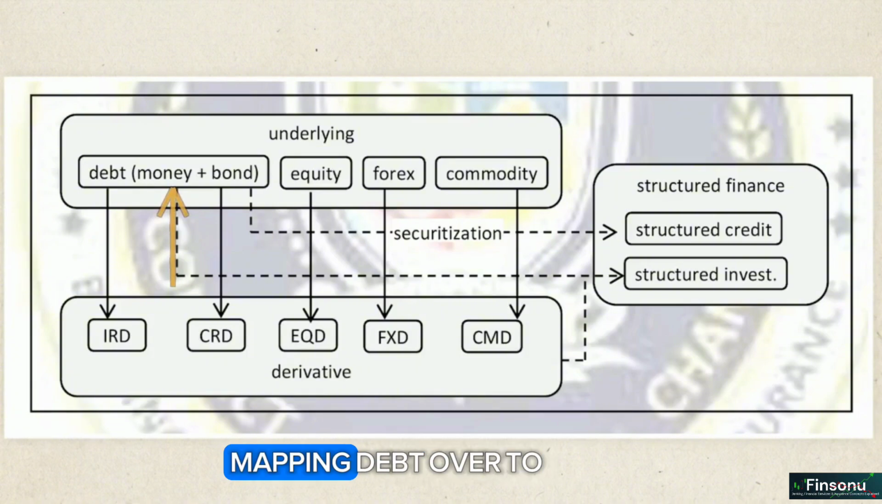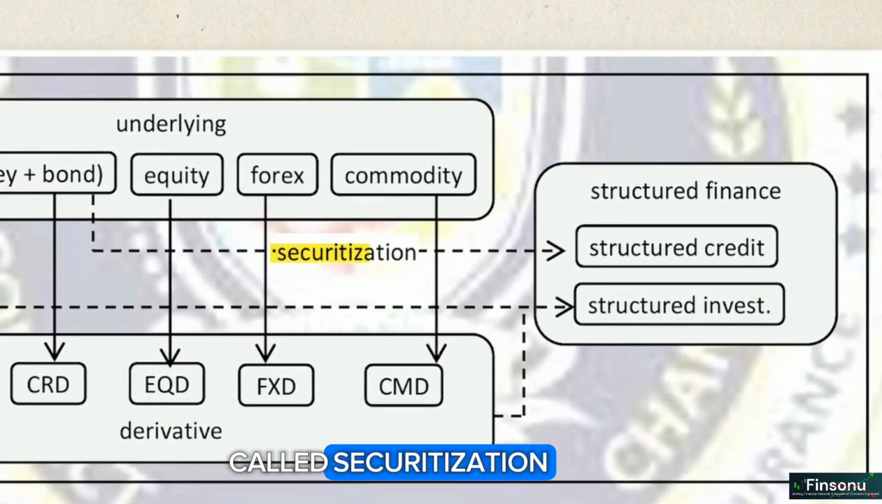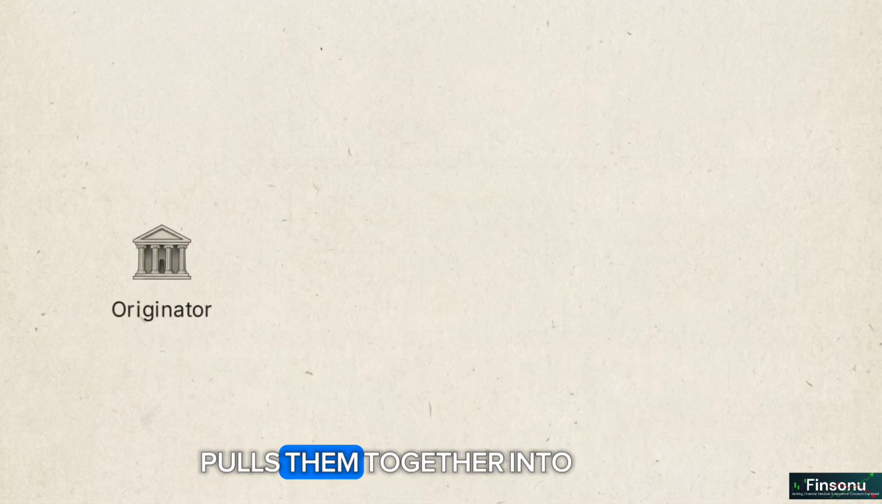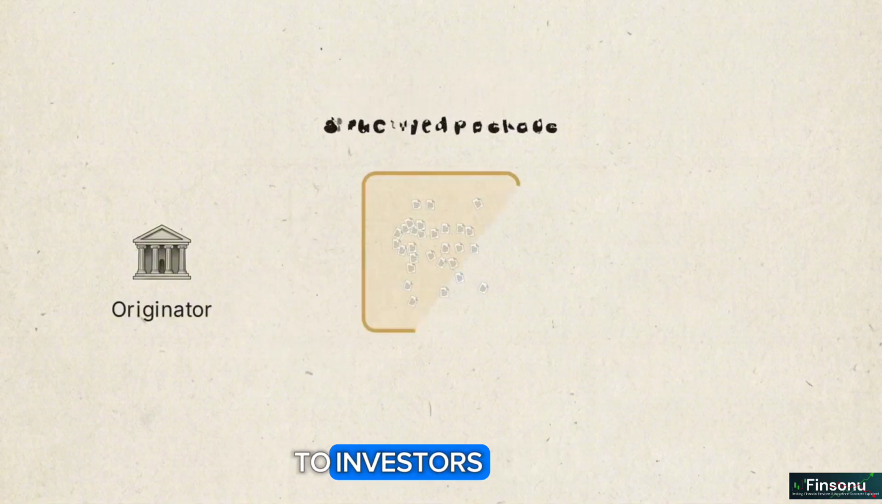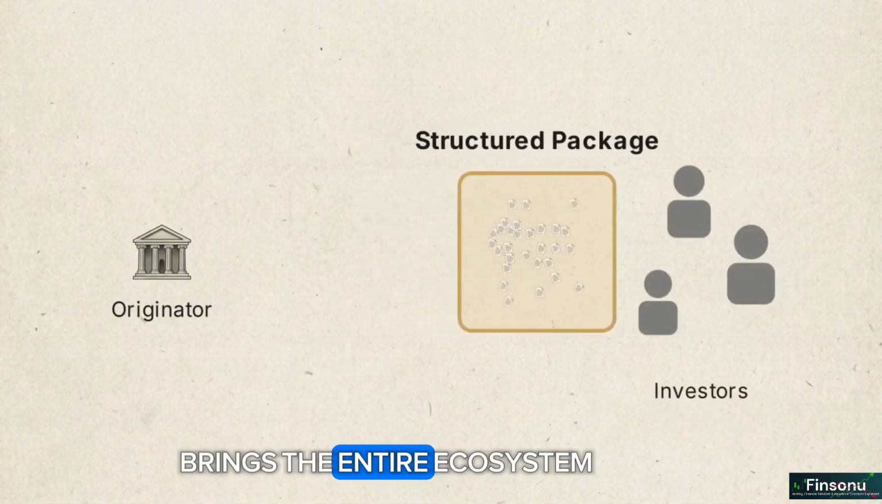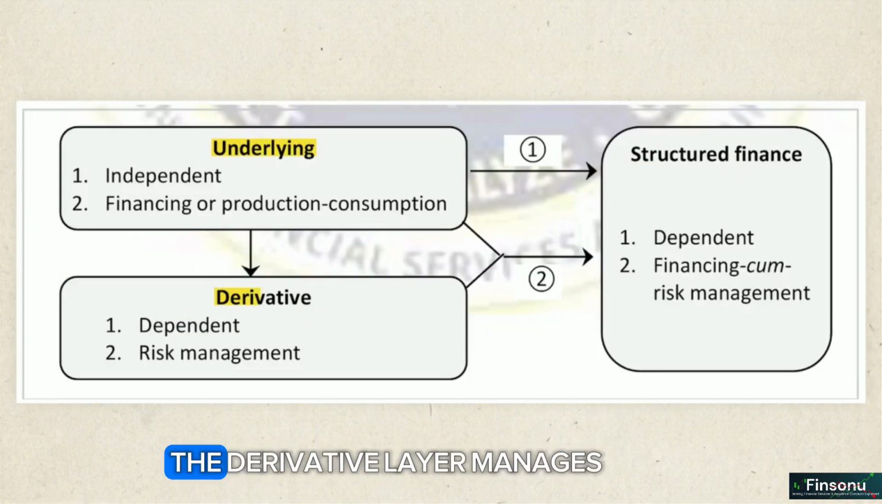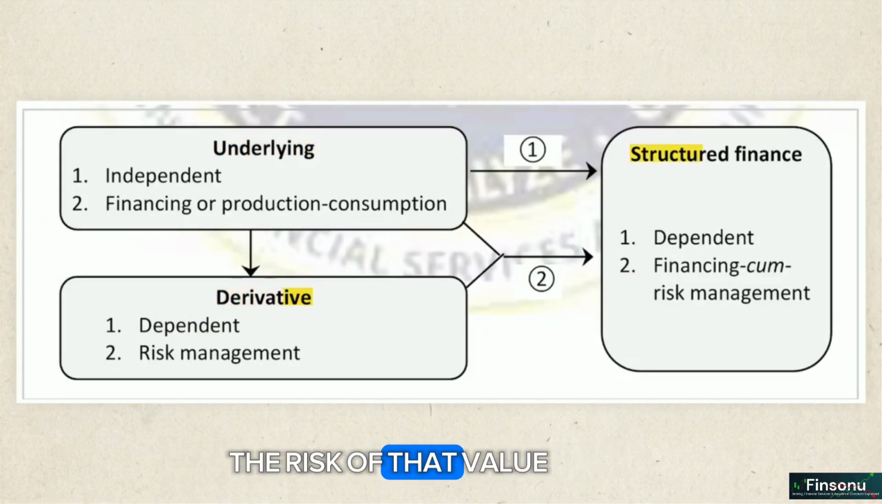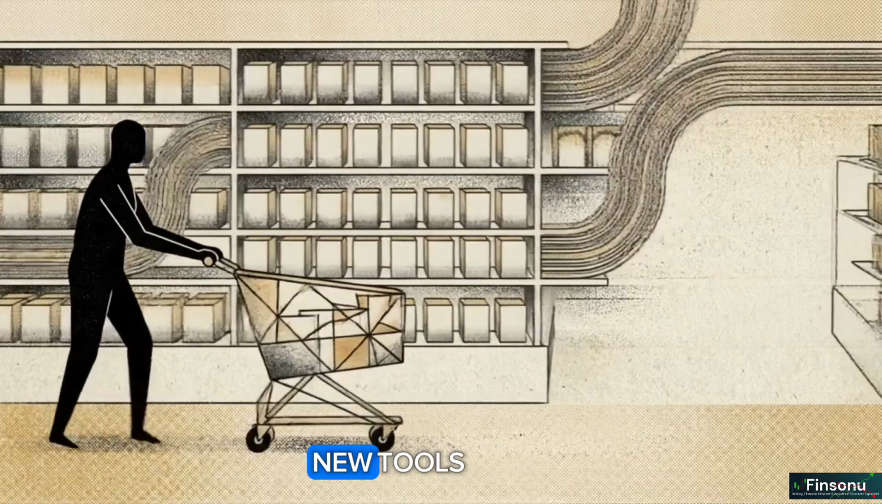Notice the dotted line mapping debt over to structured credit. That represents a process called securitization. It is a fancy word for a simple idea. A bank takes thousands of individual loans, pulls them together into one giant package, and sells that package to investors. This block diagram brings the entire ecosystem into focus. The underlying layer creates the value. The derivative layer manages the risk of that value. And structured finance takes both and engineers them into new tools.